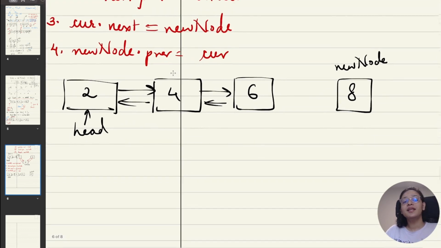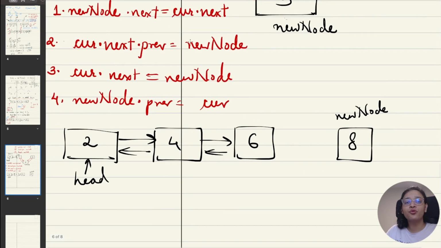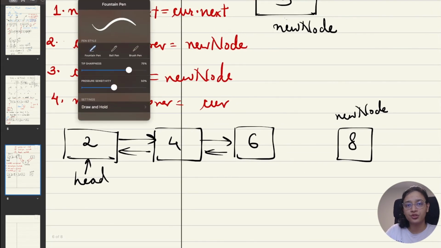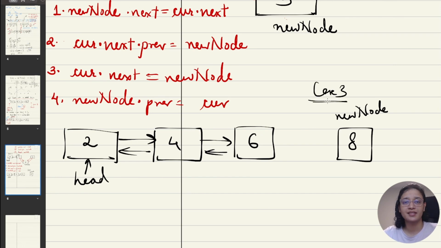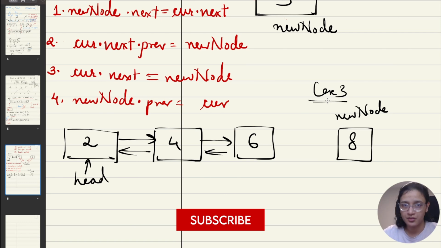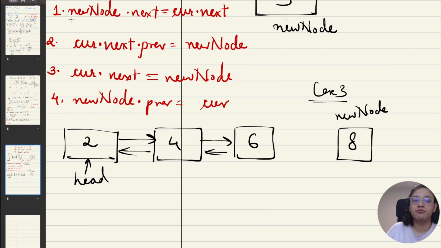Now let me try to use these 4 steps which we had used for case number 2. Let's try to use these 4 steps for the scenario where you want to insert this new node at the end of the linked list. Let's see, can we reuse those steps? So the first step we had done is new node dot next. Let's say this is your current node, because now you want to insert the node after 6. So your current will be pointing to the 6th node.